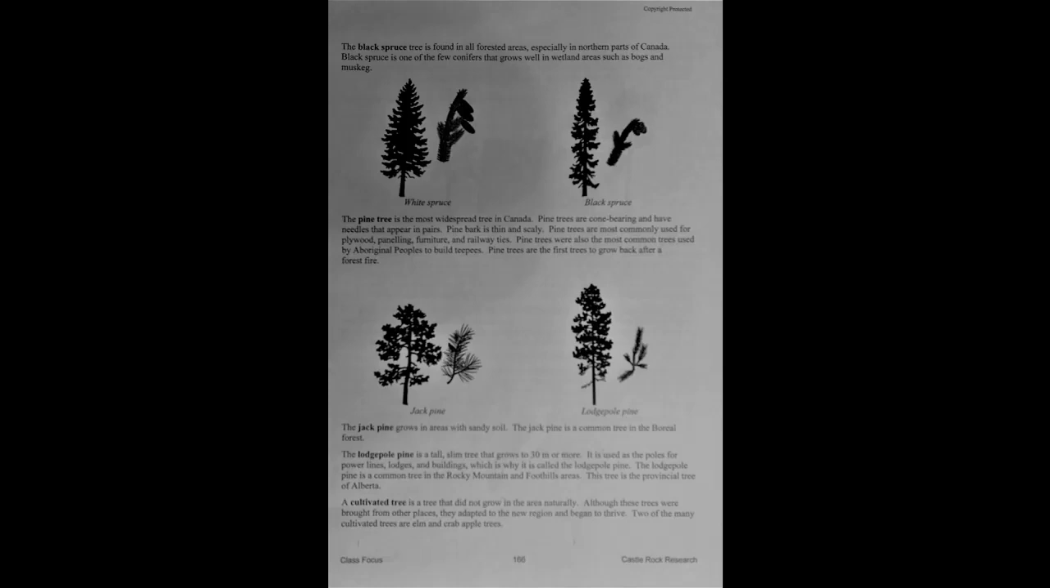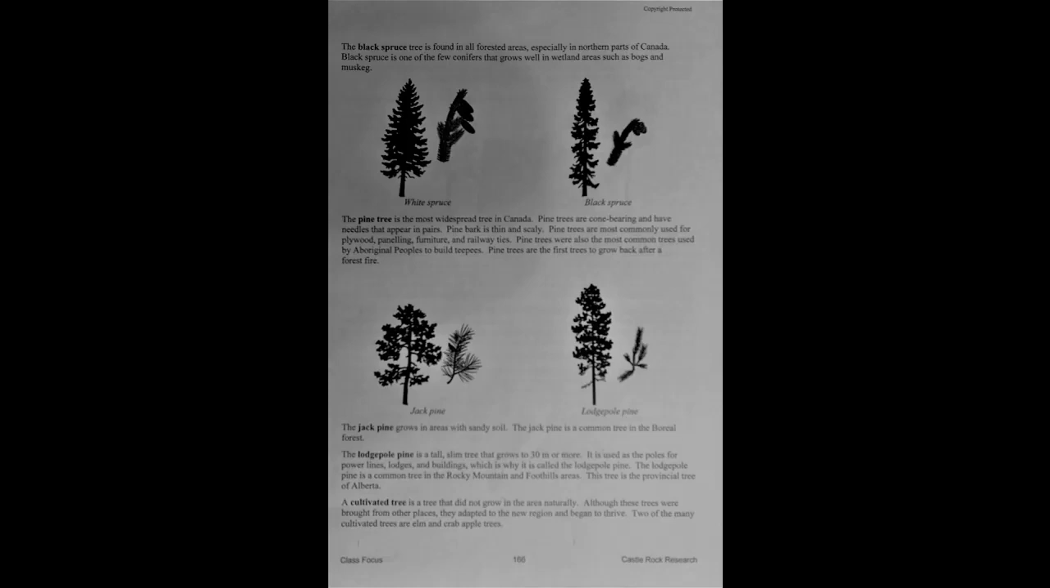The pine tree is the most widespread tree in Canada. Pine trees are cone-bearing and have needles that appear in pairs. Pine bark is thin and scaly. Pine trees are most commonly used for plywood, paneling, furniture, and railway ties. Pine trees were also the most common trees used by Indigenous peoples to build teepees. Pine trees are the first trees to grow back after a forest fire.